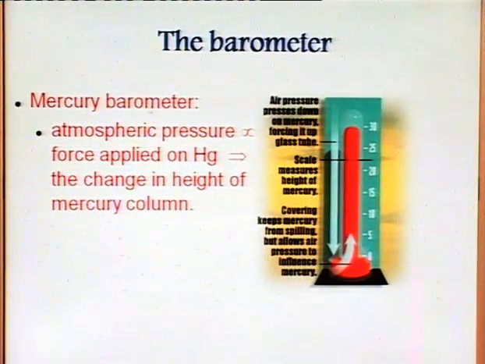So, this is the mercury barometer. Here the mercury rises in this column. The atmospheric pressure is directly proportional to the force applied on the mercury. So, the change in height depends upon the atmospheric pressure. If the atmospheric pressure is more, then the height is more. If the atmospheric pressure is less, then the height is less.